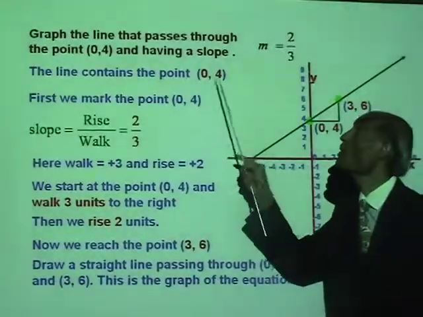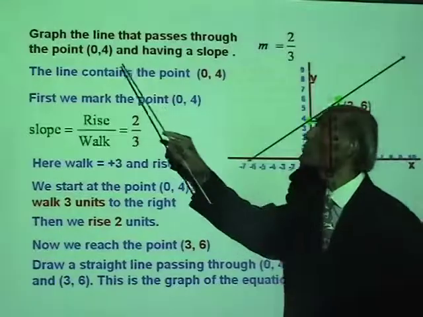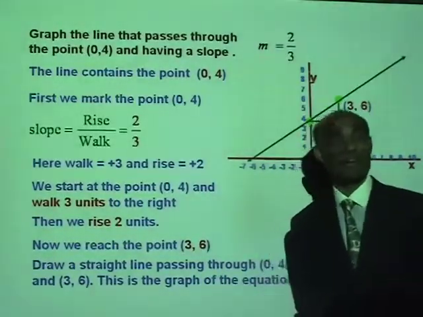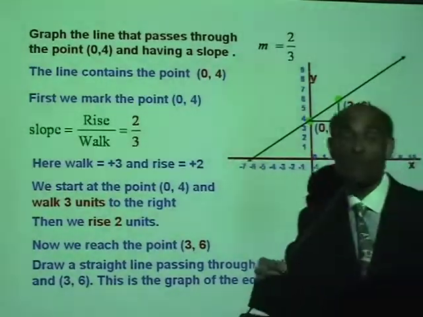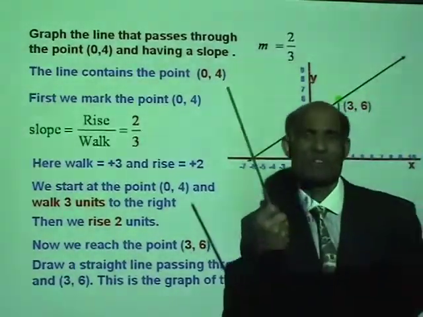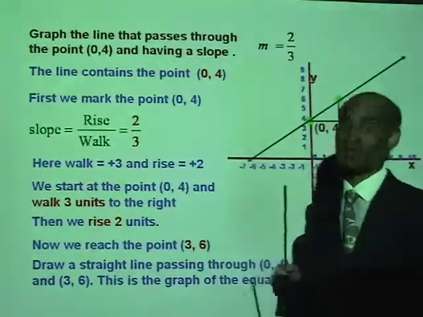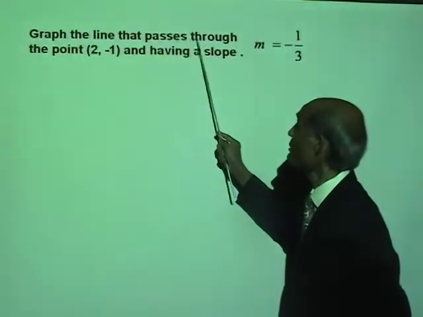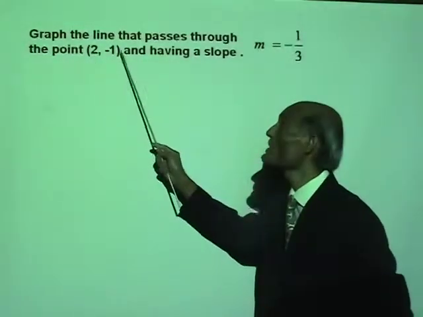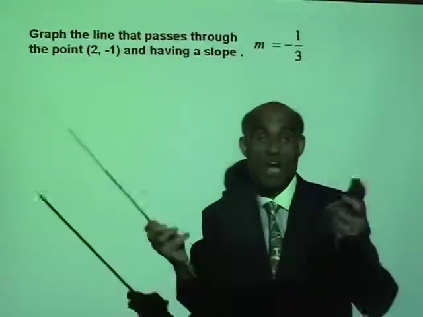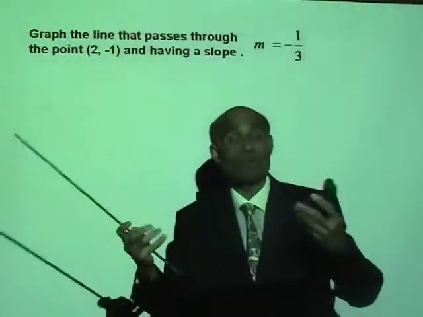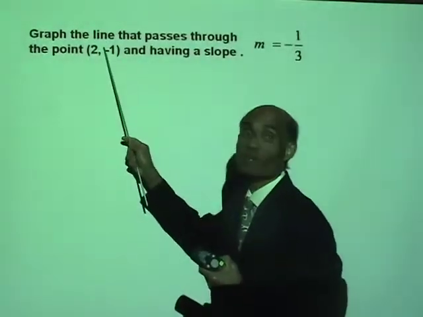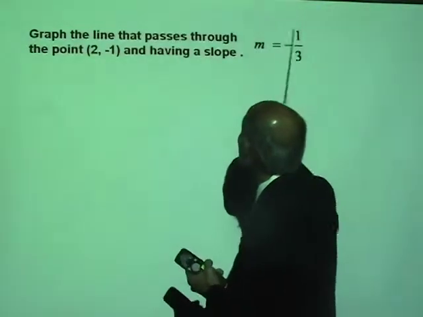So if you know the slope and you know one point on the line, you can draw the graph of that line, because the slope gives you that rich information about that line. Okay, another one. Graph the line that passes through the point (2, -1). This time this is not the y-intercept. It is any point. We need to graph the line that passes through this point and has this slope.